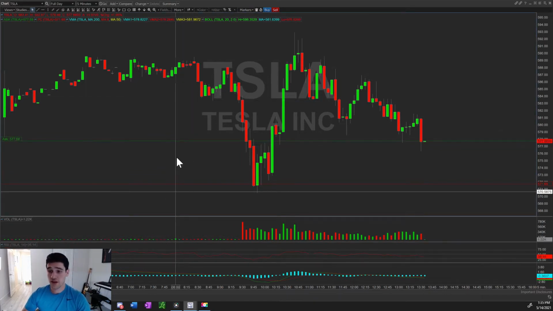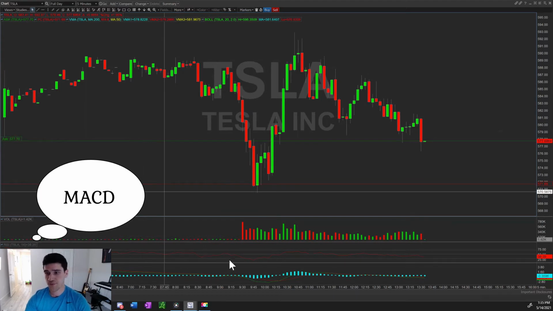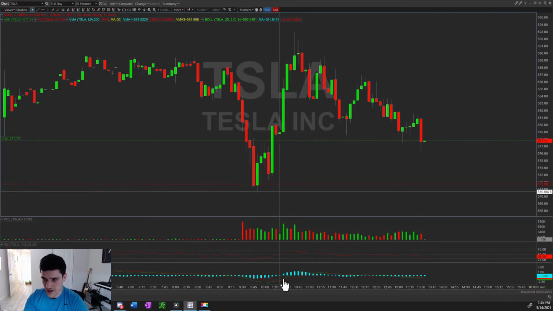Another technical indicator that I use is called the MACD. Pretty much what I'm looking for is here: I'm looking for these two lines to cross. If the green line crosses above the red line, it's a simple way for me to know that the momentum of the stock is going to trade to the upside. The best example I can give you is right here on this bounce. You can see here at 10:15, 10:20, you have that green line crossing above the red line, and then the indicator is going positive.